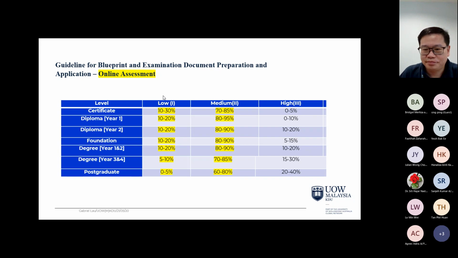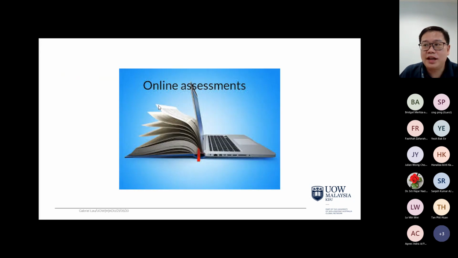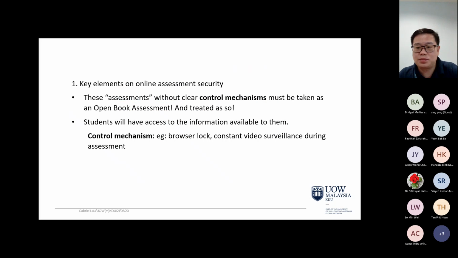So when we talk about online assessments, there are certain key aspects that we need to look into. Key elements on online assessment security. That's number one. These assessments without clear control mechanisms must be taken as an open book assessment and treated as so. If there are no clear control mechanisms, like software and so on. We have a software, we actually purchased, acquired by UOW. Many of you have been using it. However, it is still not foolproof.